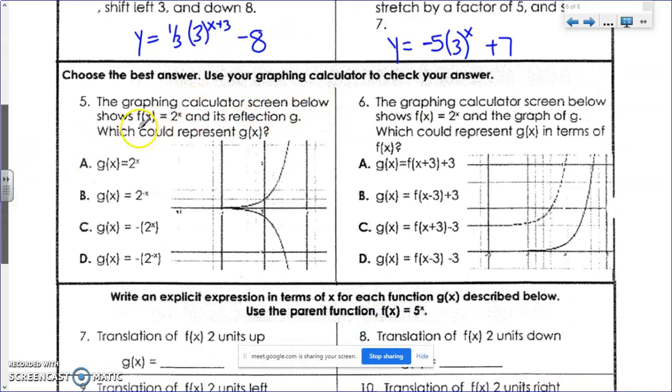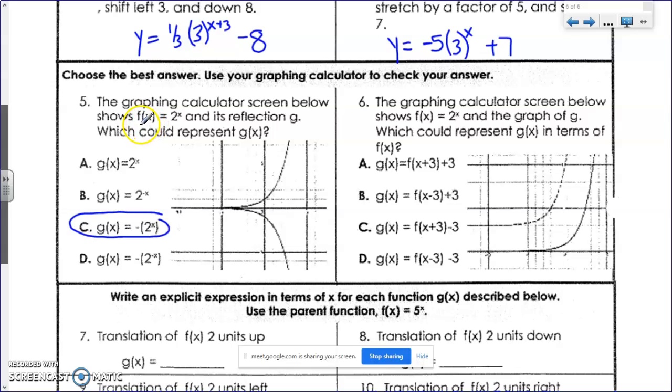The graph calculator screen shows f of 2x and its reflection g. Which could represent g of x? A? So f of x is this one here. Which one can represent the one going down? Yeah, C. What's the difference between C and D? Oh, it has a negative. D has a negative x. We won't be talking about the negative x, but that would reflect it over the y.